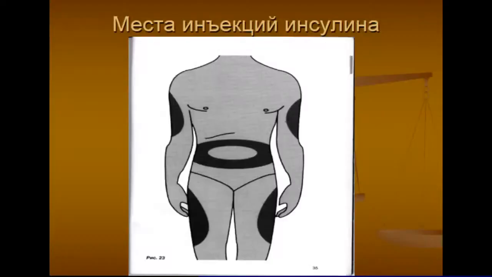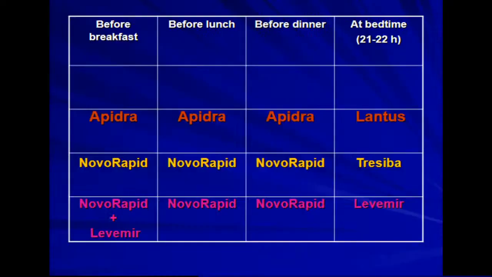It's a place of subcutaneous insulin introduction. This, for example, is a basal bolus regime. We see introduction of ultra short-acting insulin before meals, for example Apidra before breakfast, before lunch, before dinner, and the last injection at bedtime, around 21-22 hours, we introduce only Lantus. Another scheme: before meals NovoRapid, and at bedtime Tresiba. And sometimes before breakfast we do 2 injections, NovoRapid and Levemir. Before lunch and before dinner, only ultra short-acting NovoRapid. At bedtime, again Levemir.